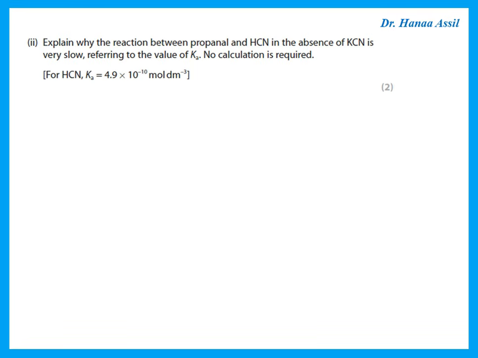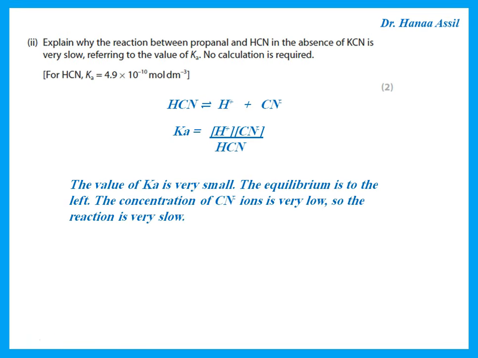Explain why the reaction between propanol and HCN in the absence of KCN is very slow, referring to the value of Ka. He's telling me that the Ka is 4.9 times 10 to the minus 10. That means if I have this acid, the Ka is very small. That means that the concentration of H plus ions and cyanide ions is very small, and that means I have very little cyanide ions. So if I add the KCN, then the amount of cyanide ions will be more and I will have a faster reaction.